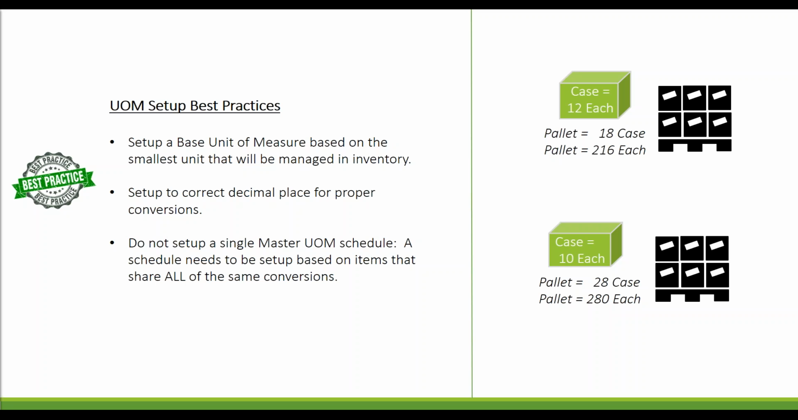If you have a measurement with fractional numbers, you want to make sure your decimal places are set up properly as well. And don't set up a single master unit of measure schedule in Dynamics. What you really want to do is look at your items and identify which items share the same unit of measure conversions, and then set up your unit of measure schedules and make those assignments accordingly.